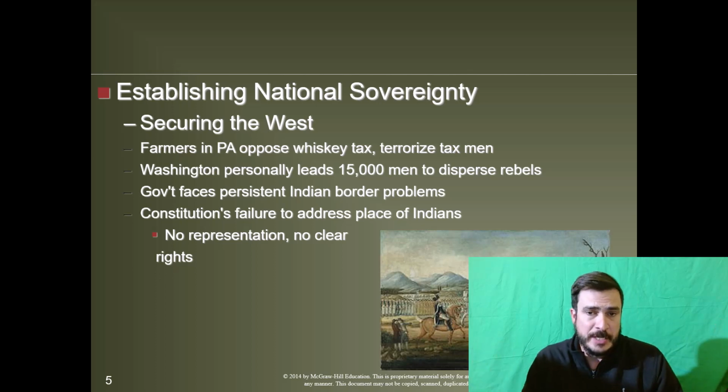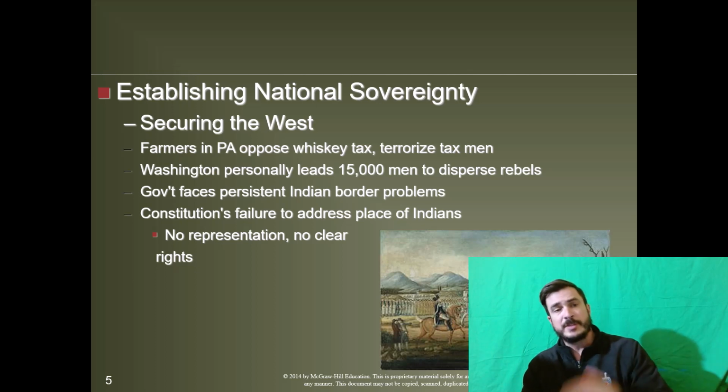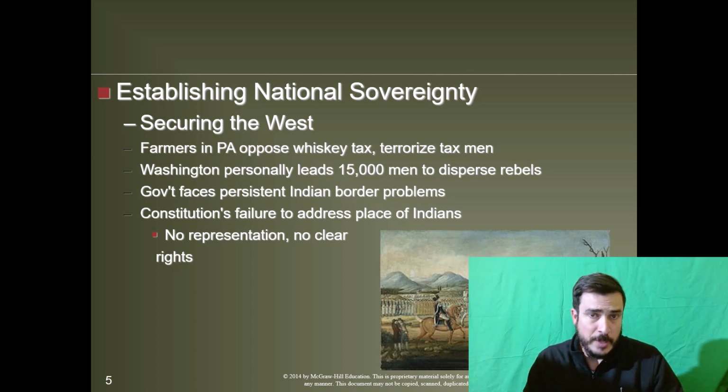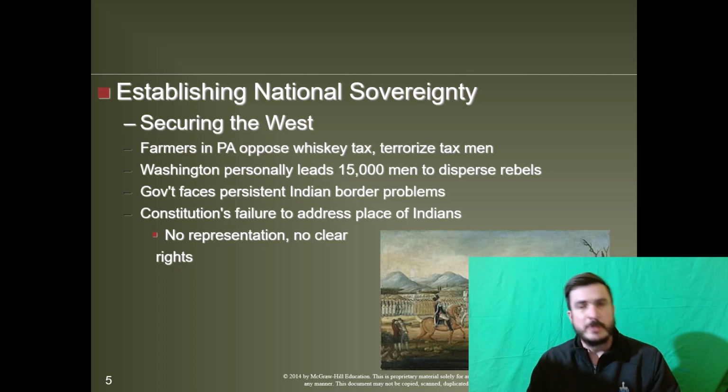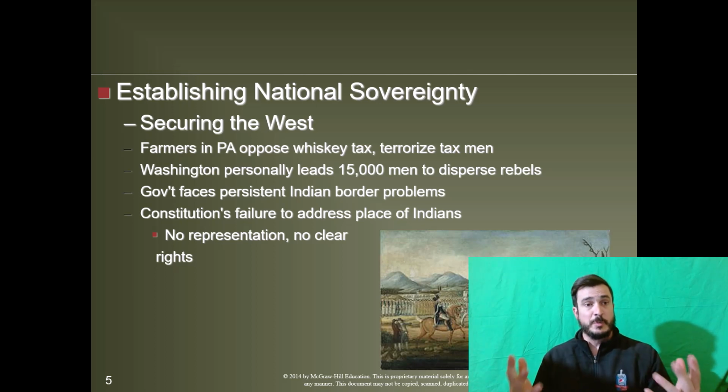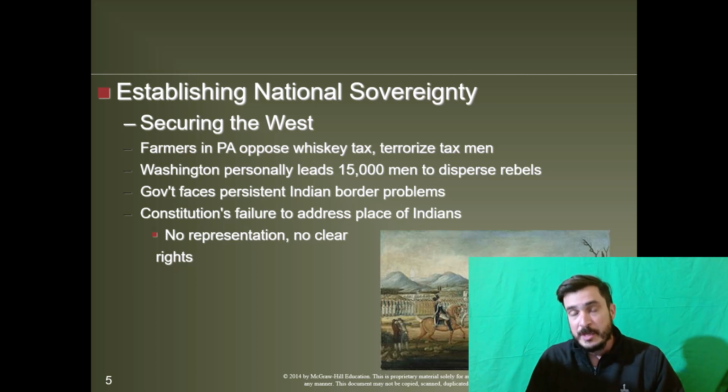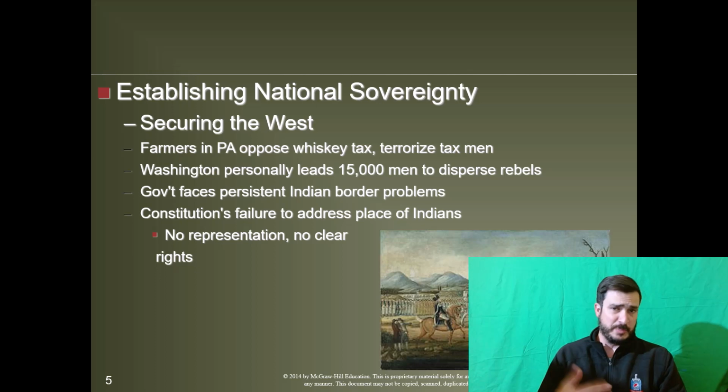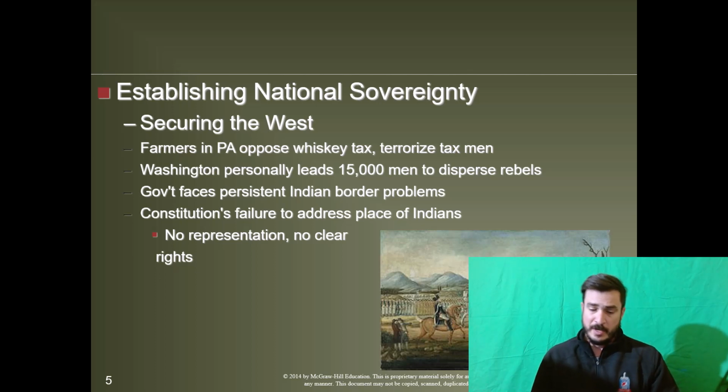They're furious. These guys, farmers out in Western Pennsylvania, begin to attack the taxmen, and Hamilton's able to persuade President Washington to go out and personally lead 15,000 United States troops to put down this rebellion. It's the Whiskey Rebellion. And for the Federalists, this is just one more example why there needs to be a strong national government to prevent these popular uprisings and preserve the peace.